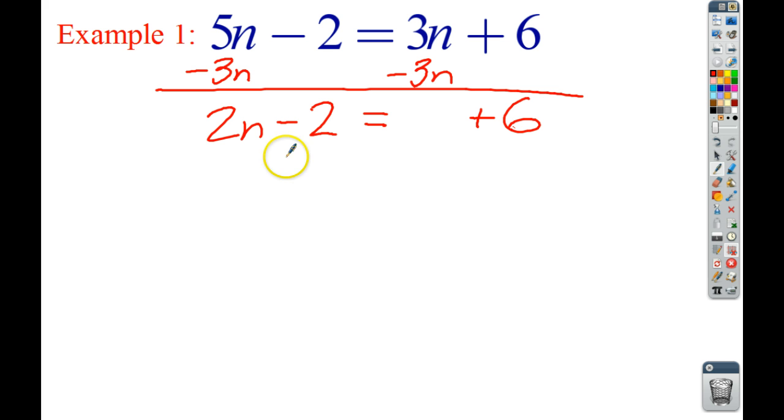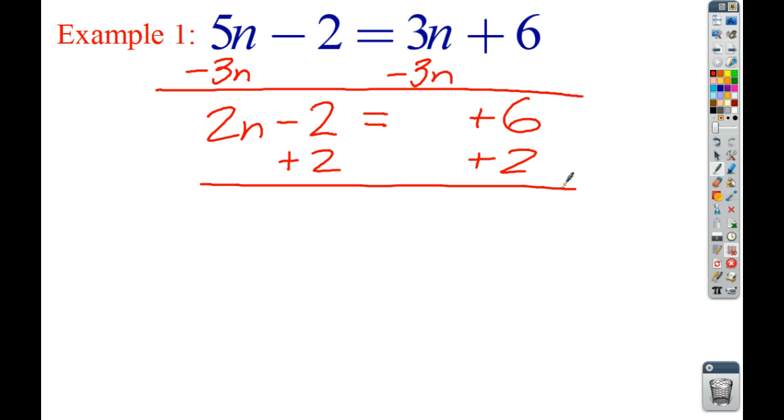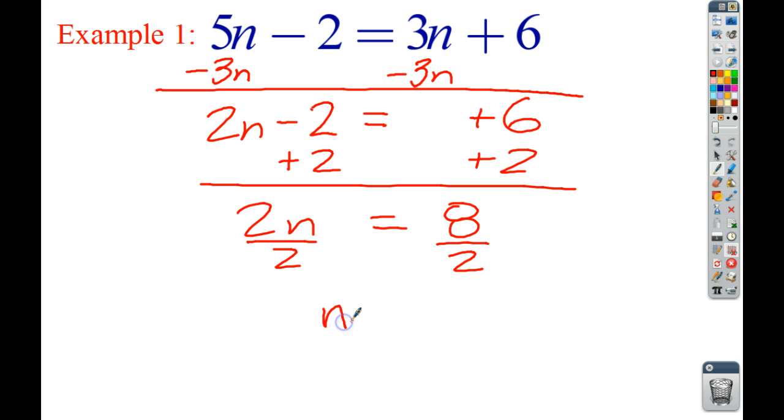So the first thing I'm going to do is add 2 over here, and add 2 over there, and notice I put it underneath so I can combine those. Negative 2 and positive 2 make 0, so I'm left with 2n is equal to, and 6 and 2 make 8. Now I'm going to divide by 2, and then I get n is equal to 4. Okay, and there you have it.